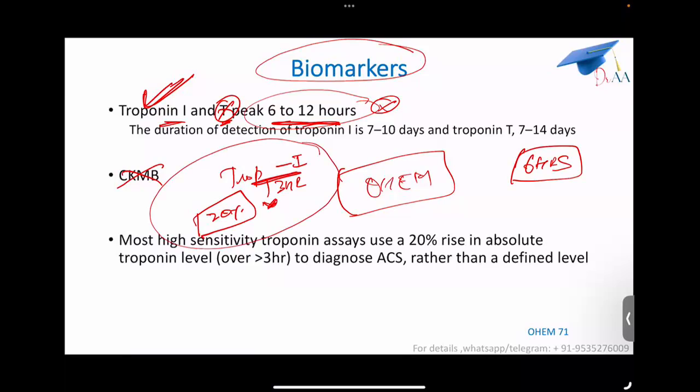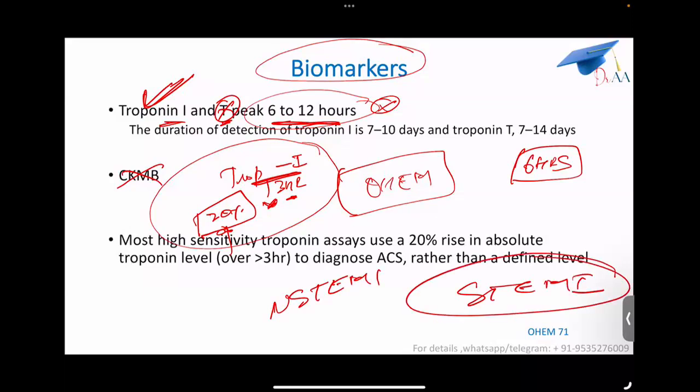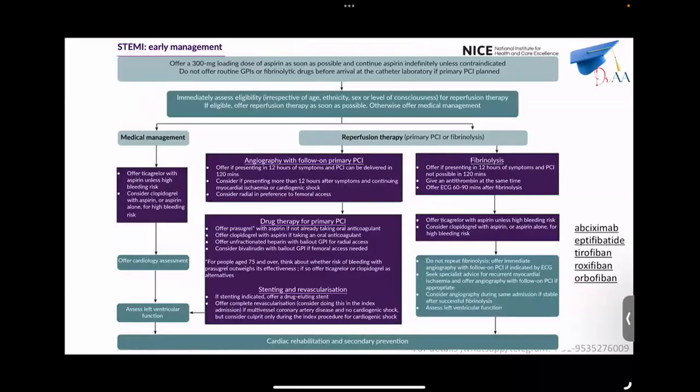You get a baseline, after 3 hours, do it again. If there is an increase of 20%, then yes, he is having a myocardial infarction. That is NSTEMI, what we are talking about here. STEMI is only based on ECG. Then we shift them to the cath lab.